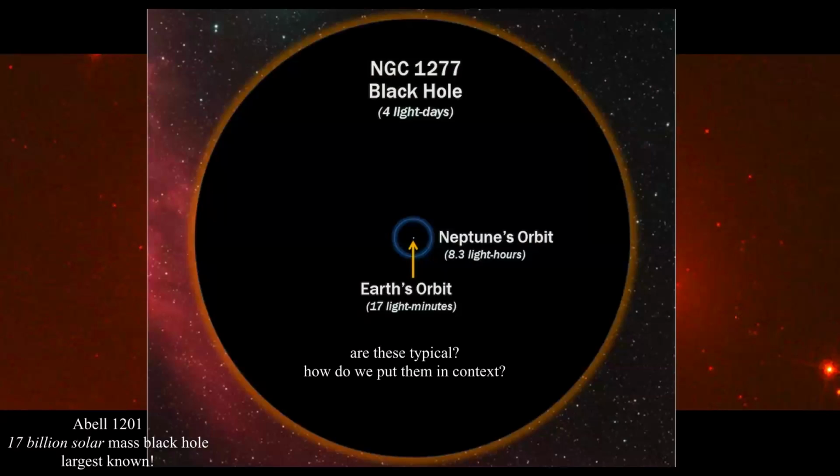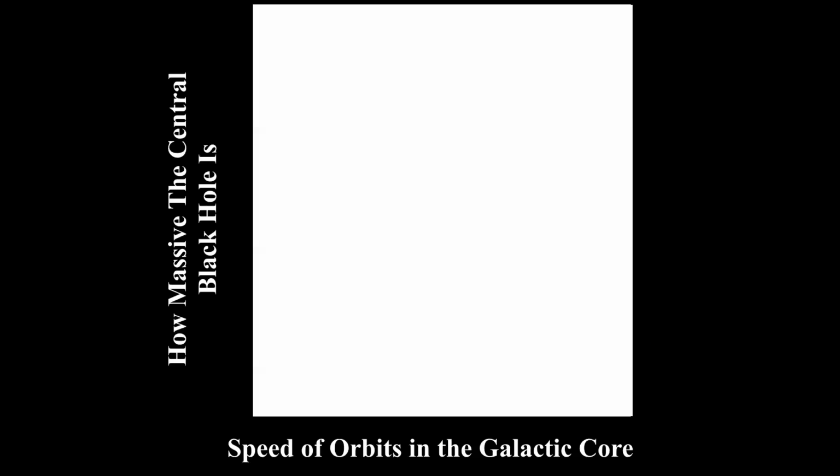So are these typical? How do we put them in context? Why are they there? These are very natural questions to ask when you see something like this. How can we explain them? Where did they come from? How did they build? Well, if you look around the rest of the universe, you can find out that these things are pretty typical. And there's also something very puzzling that suggests something about how they form.